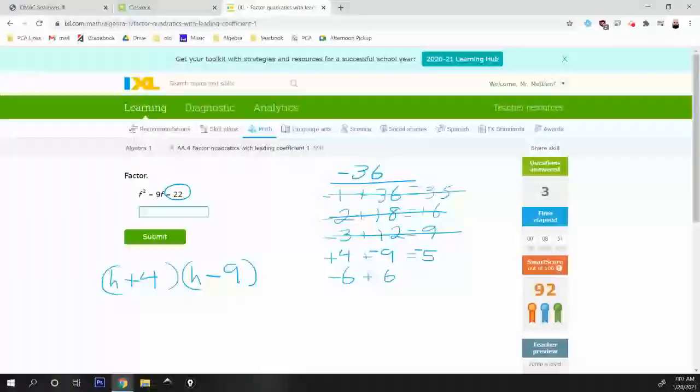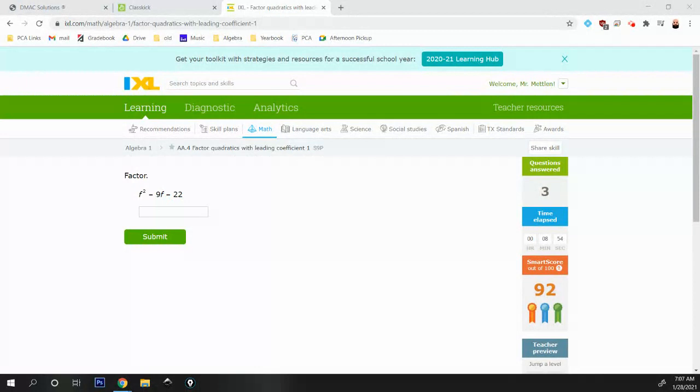All right, I'm going to do one more of these, but basically after that, it's all the same. All right, we're going to take our last number, which is negative 22. We're going to break it down. Let's not do negatives yet. So 1 times 22, 2 times 11, 3 won't work, 4 won't work, 5 won't work, 6 won't work, 7 won't work, 8 won't work, 9 won't work, 10 won't work, and then 11 we've already used right here. So that's it. These are my two combinations.